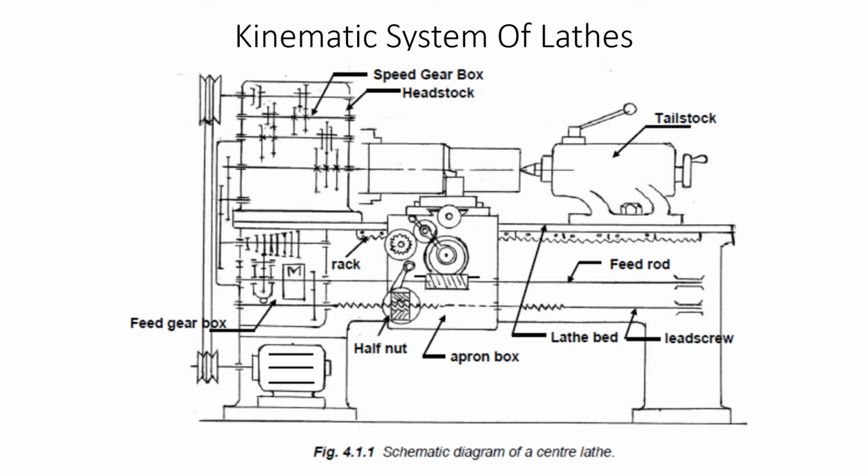This is the kinematic system of lathe. Here we can easily identify the headstock inside which speed gearbox is located. This is the feed gearbox. The tailstock is over here. Feed rod, lead screw, which is taking power from the headstock. This is the rack and pinion mechanism. Half nut mechanism, which is situated inside the apron box. This is the basic kinematic structure of lathe.